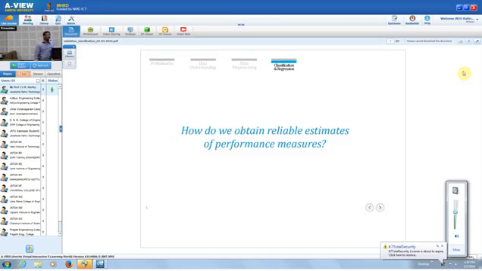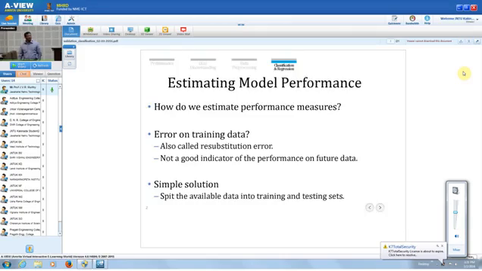How do we obtain reliable estimates of performance measures? So what are the different performance measures and how do you get a reliable output? Next slide please. How do you estimate the model performance? What are the performance measures for? I'll just give a simple introduction and I'll stop here.